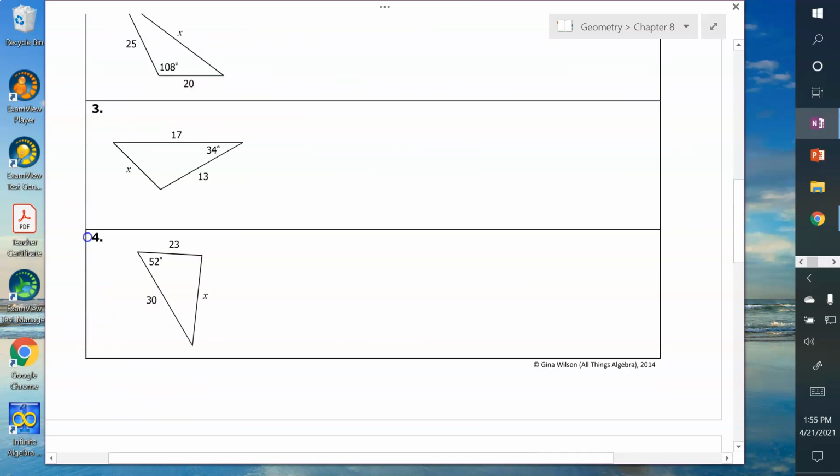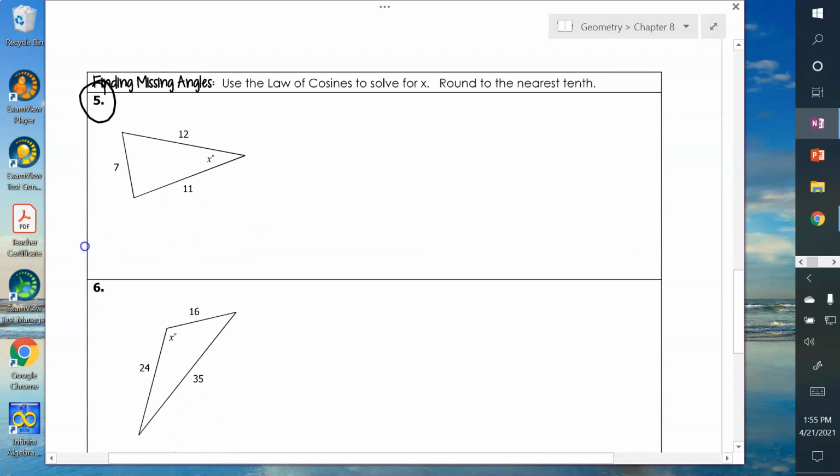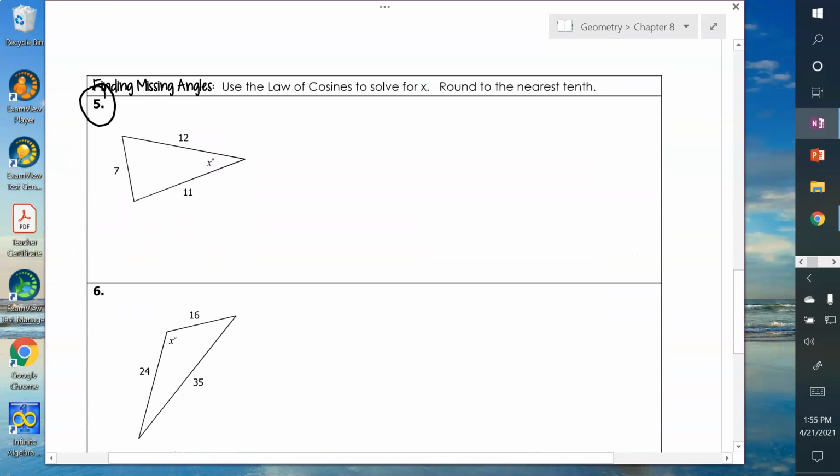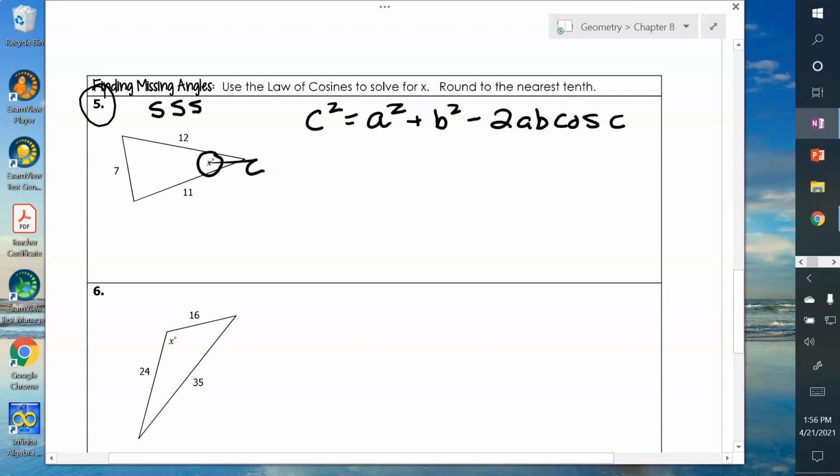Let's do another one. This time we're going to solve for an angle. In this kind of problem, I've been given all three sides. This is a side, side, side, and I'm just being asked to find this angle right there. So I like to use Law of Cosines, and I use just one form: c squared equals a squared plus b squared minus 2ab cosine c. So therefore, this x, that side is going to be c.